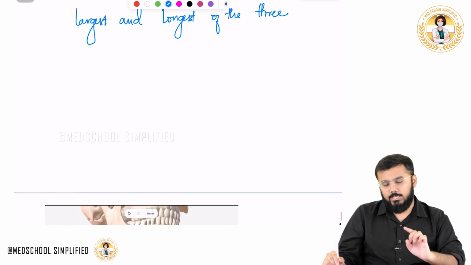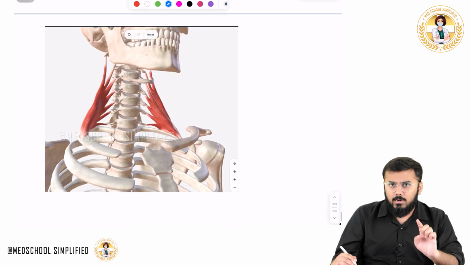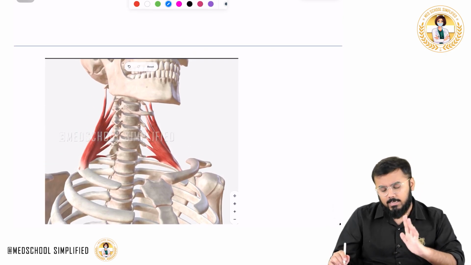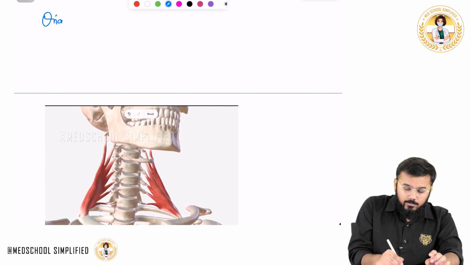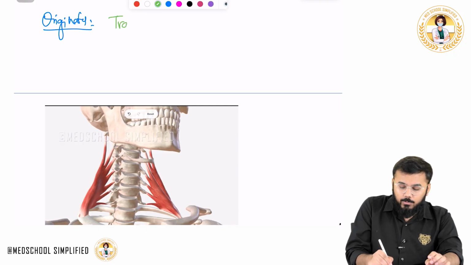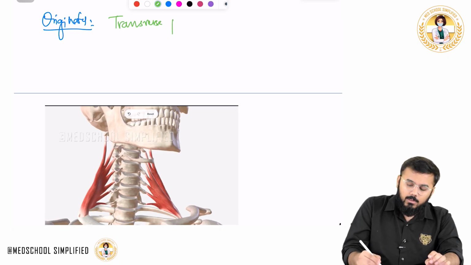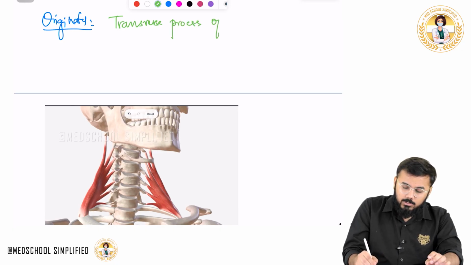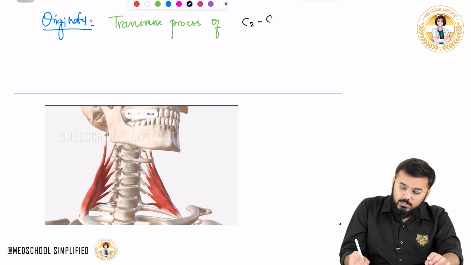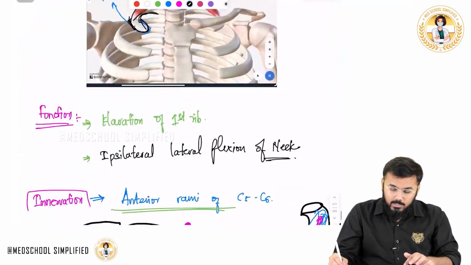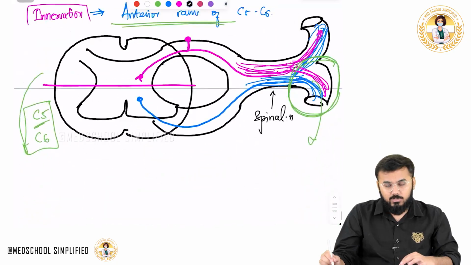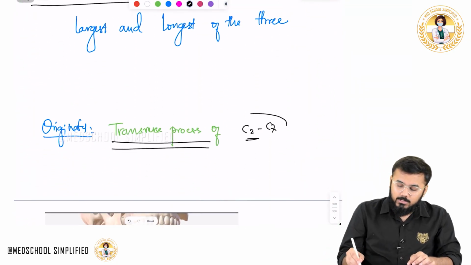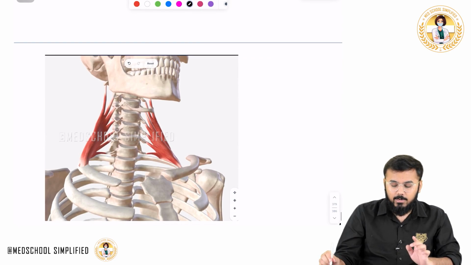Now, let us see the origin and insertion. If you remember anterior scalene, the same pattern middle scalene is also attached. See, this is middle scalene. Middle scalene originates from the transverse process of C2 to C7. Previously it was what? Previously it was C3 to C6. From the transverse process of C3 to C6. Now from the transverse process of C2 to C7. You see, that is why it is a little bit longer.